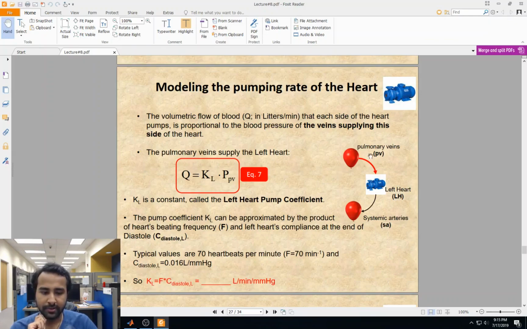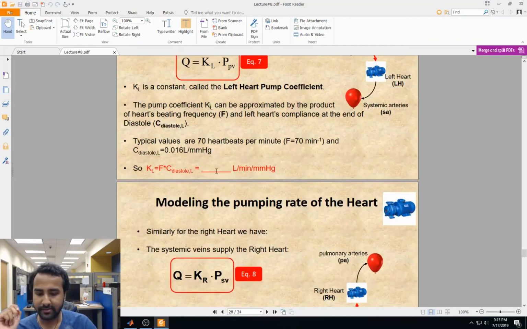So blood enters into the pulmonary veins, and then if you want to figure out what the pressure is, if you want to figure out what the pump coefficient is, you just take the 70 heartbeats per minute, then you multiply by the C diastole, and that should give you what this coefficient should be. So you can go ahead and do that, and you should get some sort of value here.